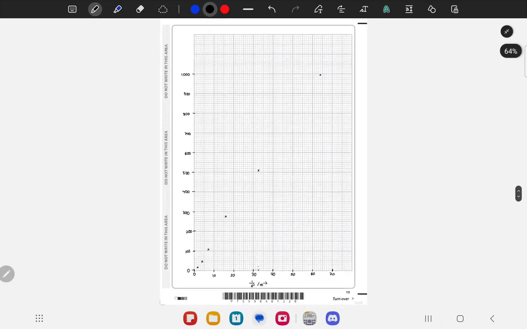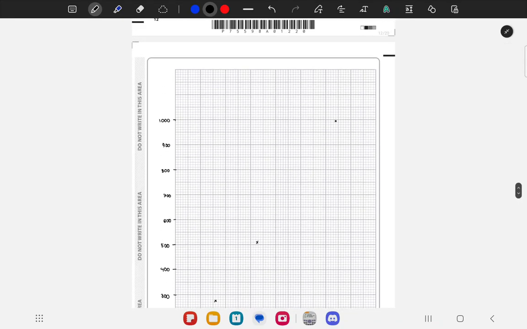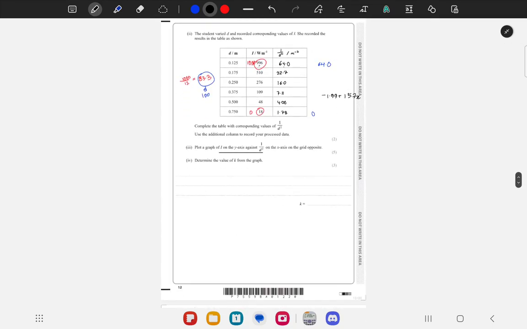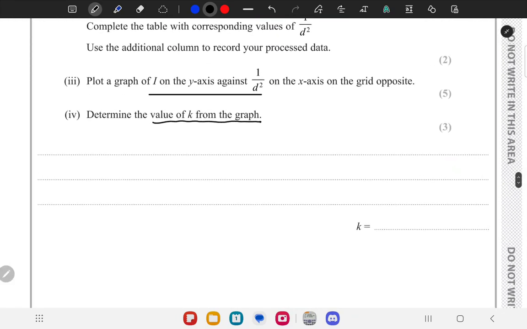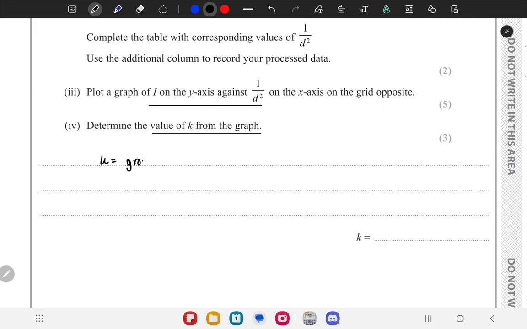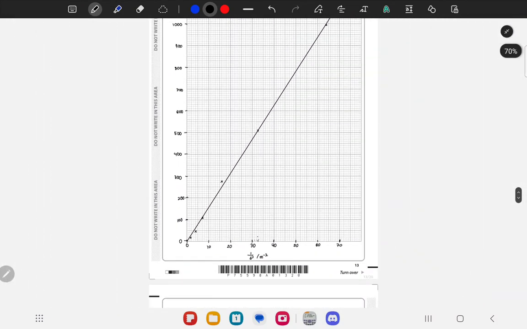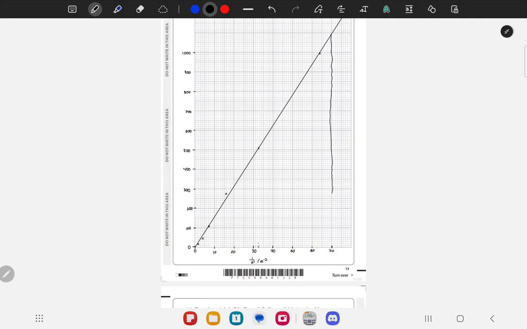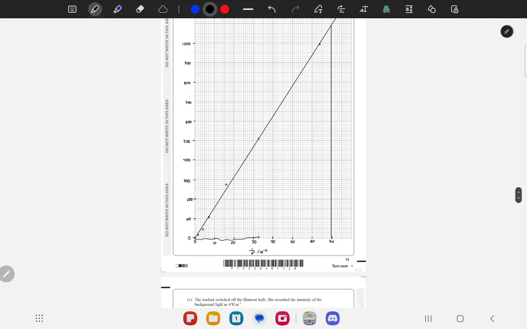So we have found a graph. Now we'll draw the line of best fit for this, we'll get something like this. Now for part 4, we have to determine the value of k from the graph. K is basically the gradient of the graph, which we'll calculate. We'll take a large triangle, something like this. This is the large triangle I'm using.